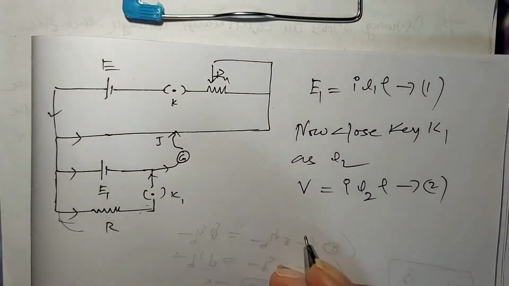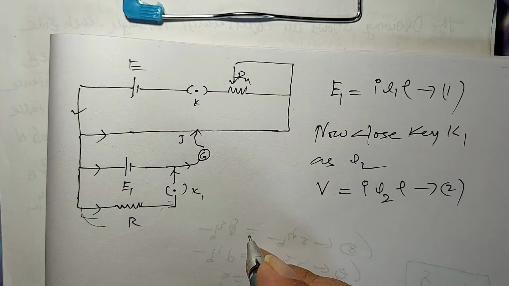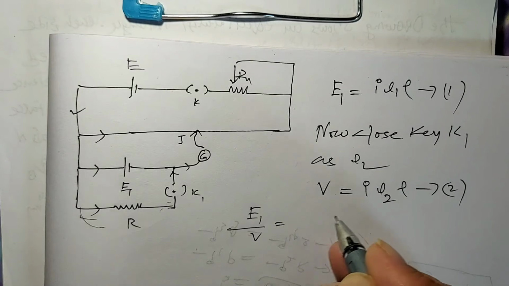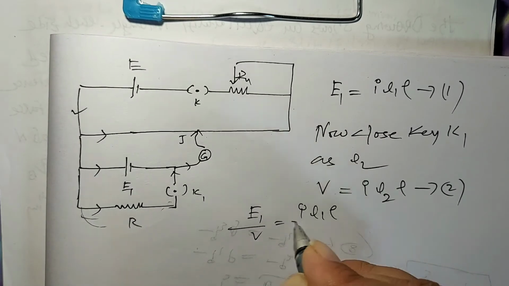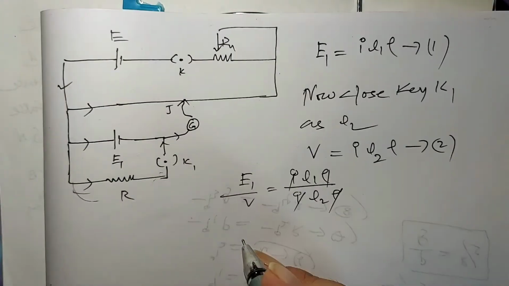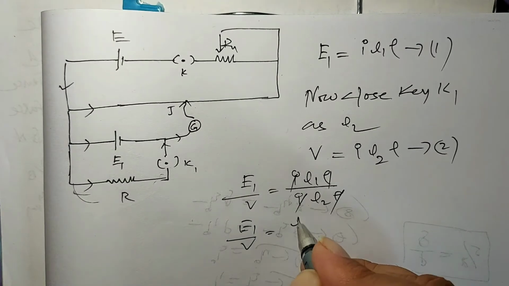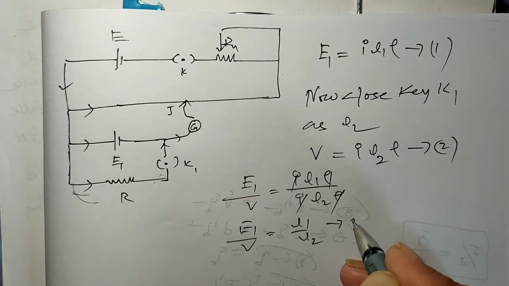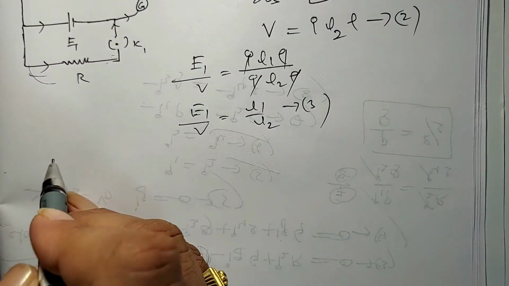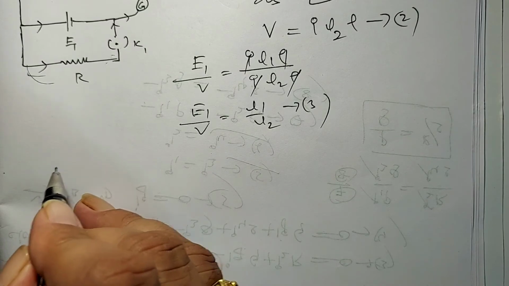Now, dividing the first equation by the second equation, E1 by V is equal to I L1 rho divided by I L2 rho. Rho cancels, I cancels. So here E1 by V is equal to L1 by L2. This is equation 3.